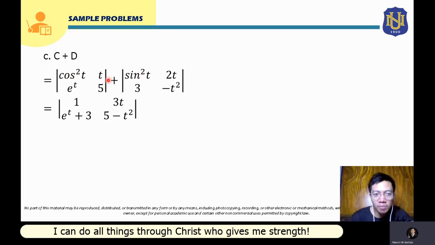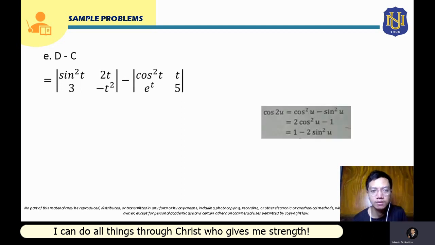And then we have here t plus 2t, that will be 3t. And then we have here e raised to t plus 3, that will be e raised to t plus 3. We cannot simplify that further. And then we have here 5 plus negative t squared. So that will be 5 minus t squared. So this will be the addition or sum of these two matrices C plus D. This will be the answer.